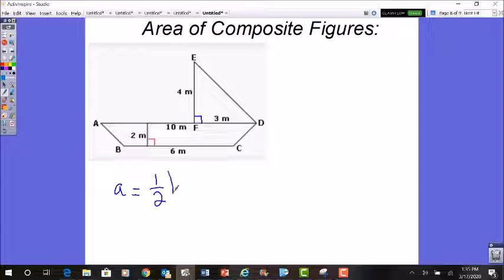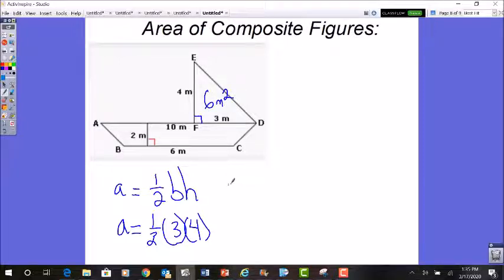Remember, the triangle formula is 1/2 base times height. So for this, I would do 1/2 times the base of 3 times the height of 4. All right, and that would give me an area of 6 meters squared for this triangle.